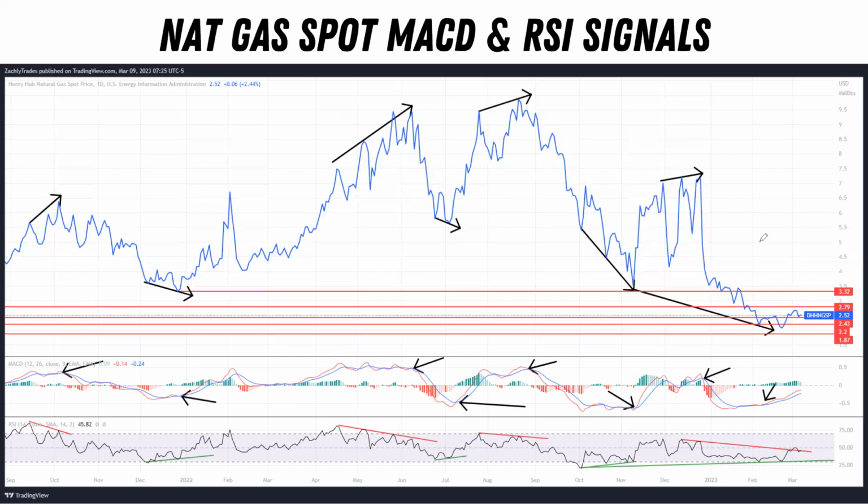But one of the main reasons that I got in is because we have a bullish divergence. We have a low here, lower lows over here, but on the relative strength index, we have a low and then higher lows.